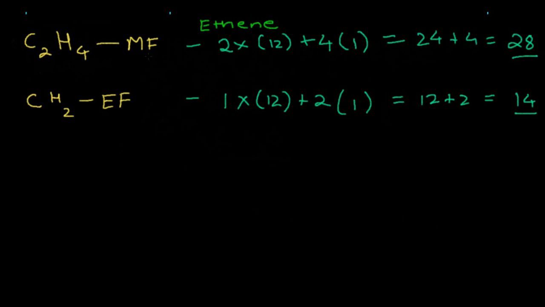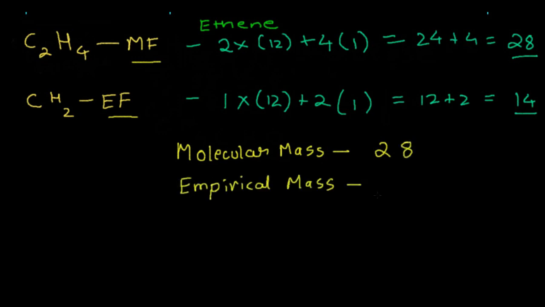So to find the relationship between molecular formula and empirical formula, let us proceed in this way. The molecular mass of ethene is 28. The empirical mass of ethene is 14. Now let us find the ratio of molecular mass to empirical mass. So the ratio will be equal to 28 divided by 14. On further simplification, we see that the ratio simplifies to 2. 14 ones are 14, 14 twos are 28.